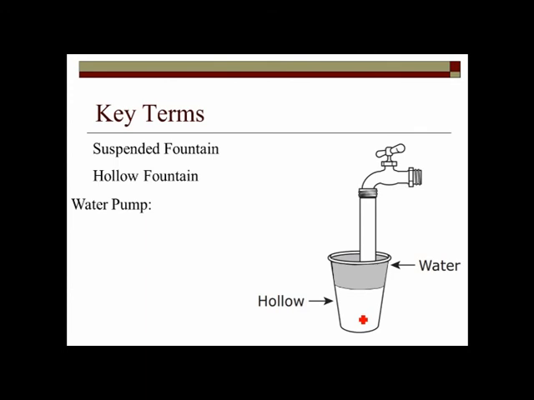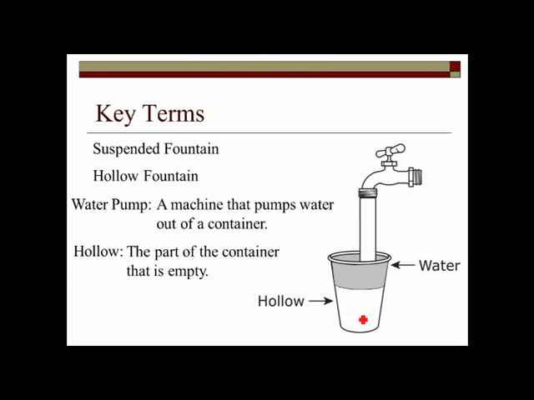In order to move the water, we use a water pump. I think most of you understand what a water pump is. It's a device that pumps water out of a container. In this case, it's going to pump water up through the pipe so it can cascade through the faucet, so it looks like the faucet's running. The hollow is the empty part of the container.